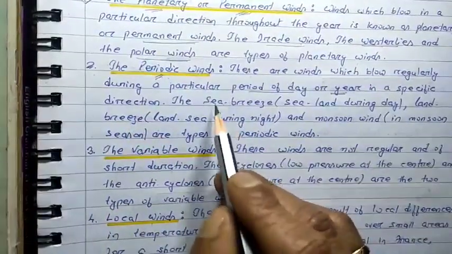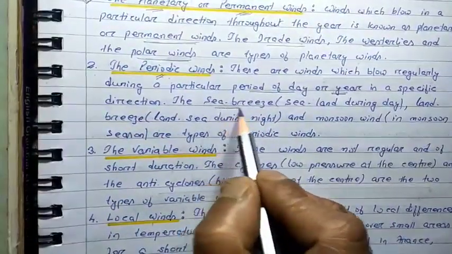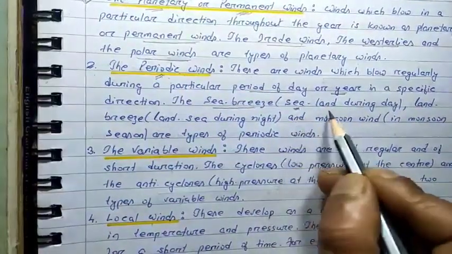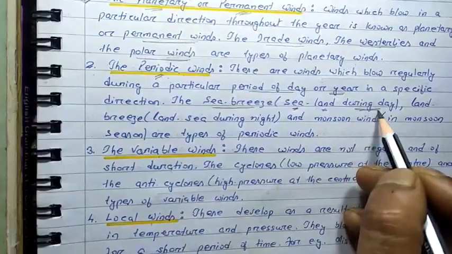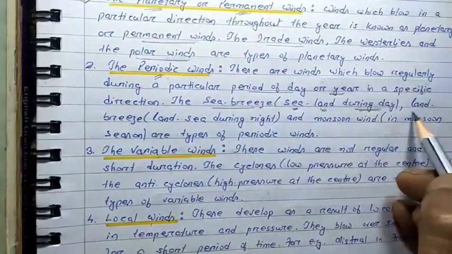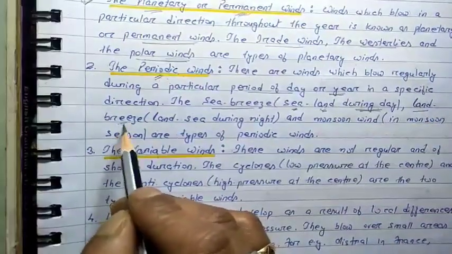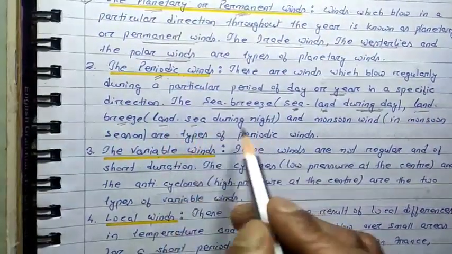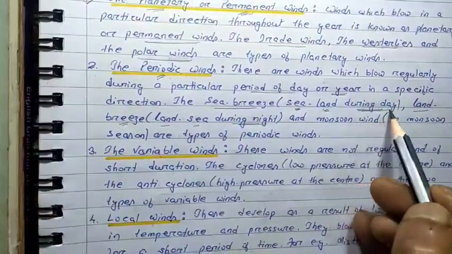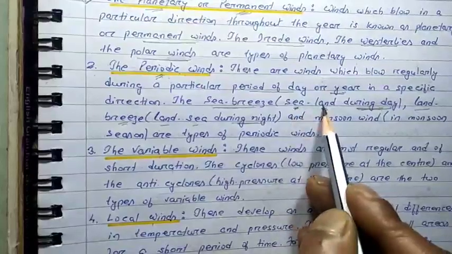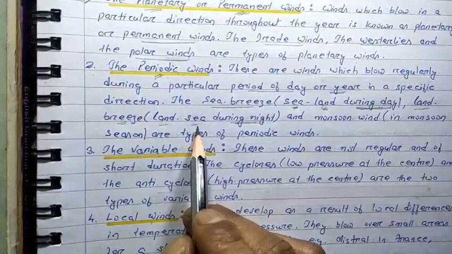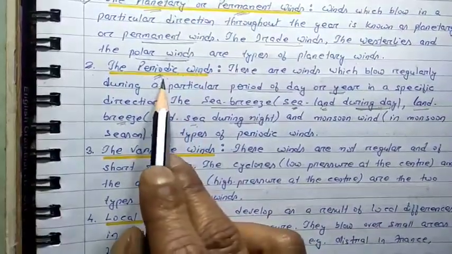For example, the sea breeze. The sea breeze is one type of periodic wind, and it generally blows from sea towards the land during daytime. So you can see here, during day, sea to land in one direction. Land breeze, another type of periodic wind, blows from land towards sea during night time. I think you can understand that during daytime it blows from sea to land in one direction, and again during night, another period, from land to sea, changing the direction. So they are known as the periodic winds.